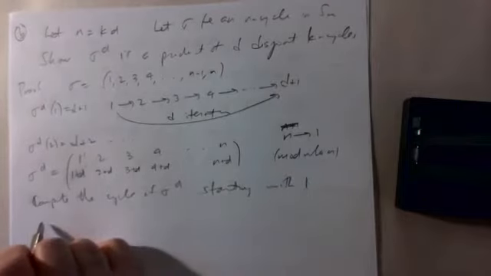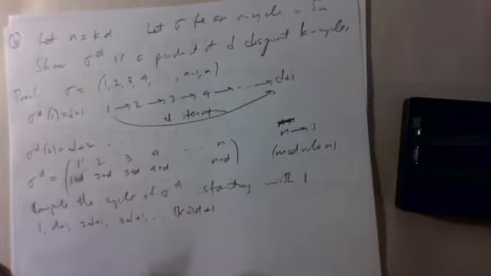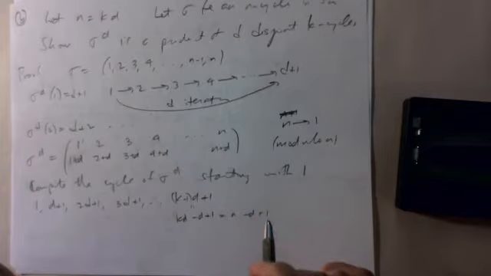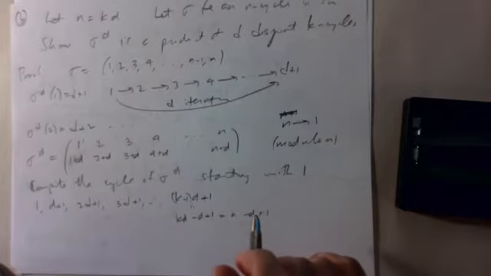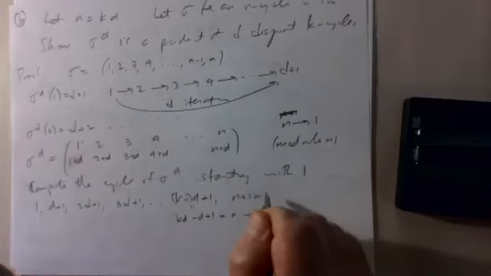starting with 1. You have 1 goes to d plus 1. You add d each time. It goes to d plus 2, goes to 2d plus 1, goes to 3d plus 1. Eventually, you get to (k minus 1)d plus 1, right? Because this is after k minus 1 iterations. (k minus 1)d plus 1 is the same as kd minus d plus 1. kd is equal to n. This is n minus d plus 1. The next iteration goes to n plus 1, which is 1.